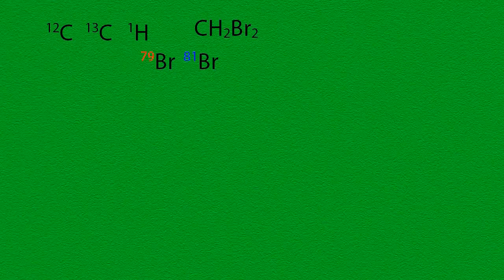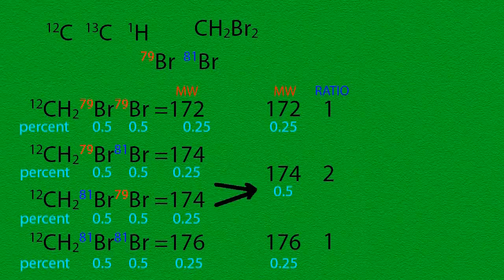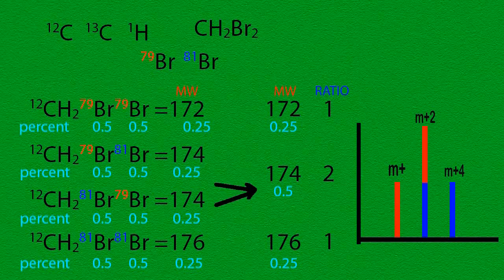Another example, a molecule containing two bromine atoms, CH2Br2. The probability of the bromine isotopes in the molecule is listed and the percentage for the molecule is calculated as 1:2:1. When we analyze the sample in the mass spectrometer, the M+, M+2, M+4 peaks must indicate the ratio 1:2:1, and the M+1, M+3, M+5 peaks indicate the isotope of carbon 13.